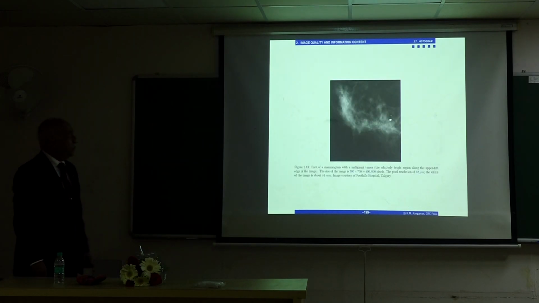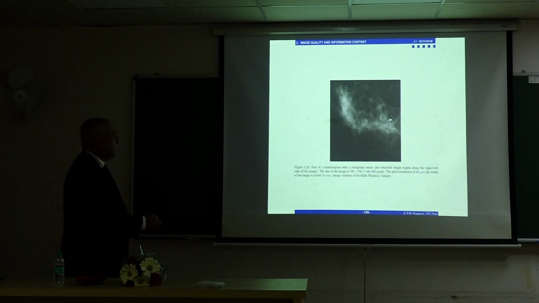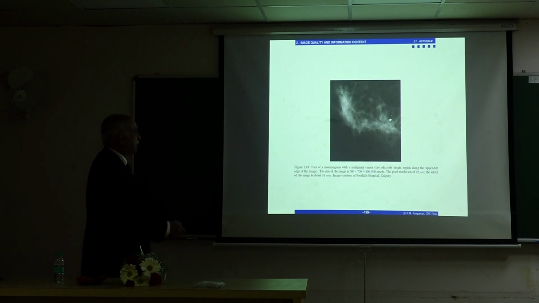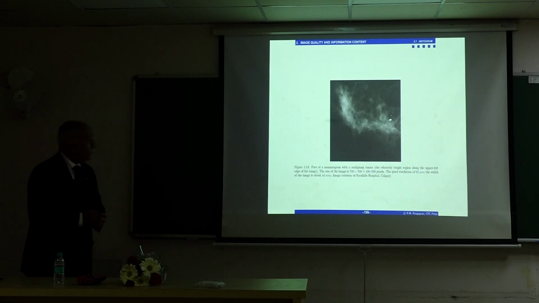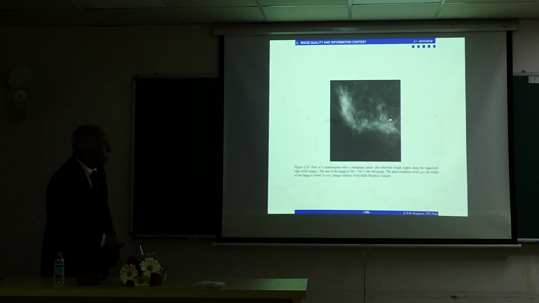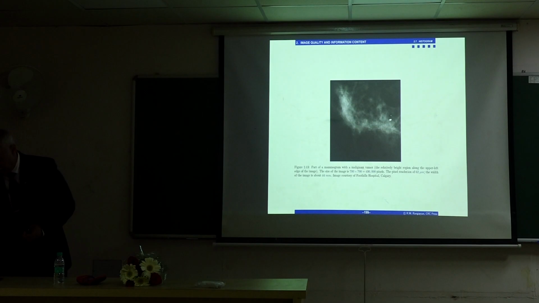So here is a part of a mammogram that I showed earlier. That's the tumor. This is rest of the mammogram. This is only 700 by 700 pixels out of a 4K by 4K image. The width is 44 millimeters. The pixel size is 62 micrometers.